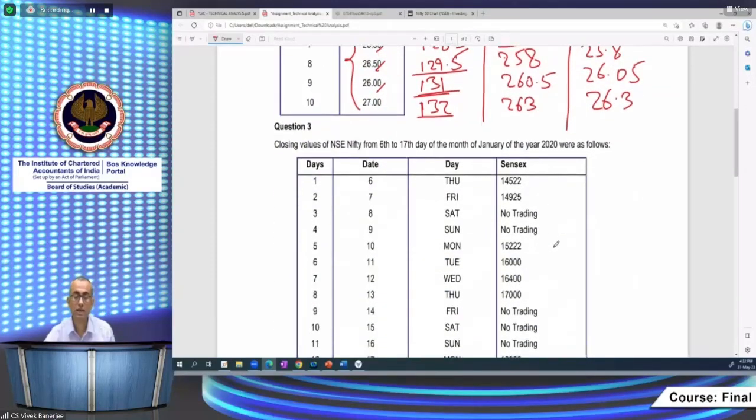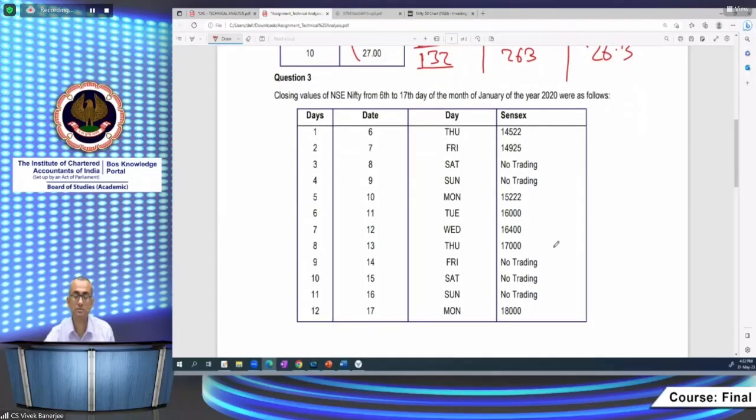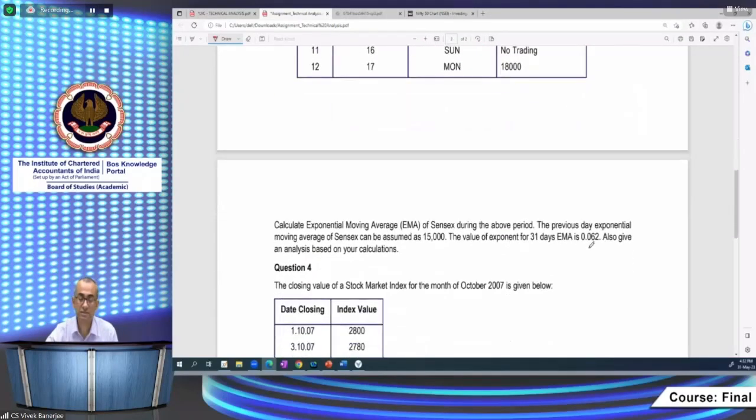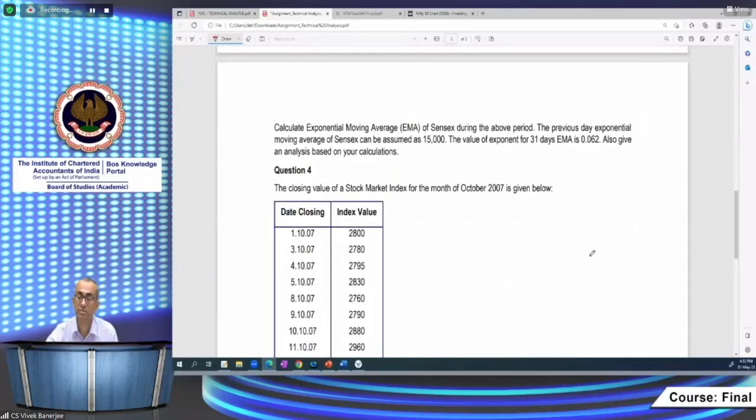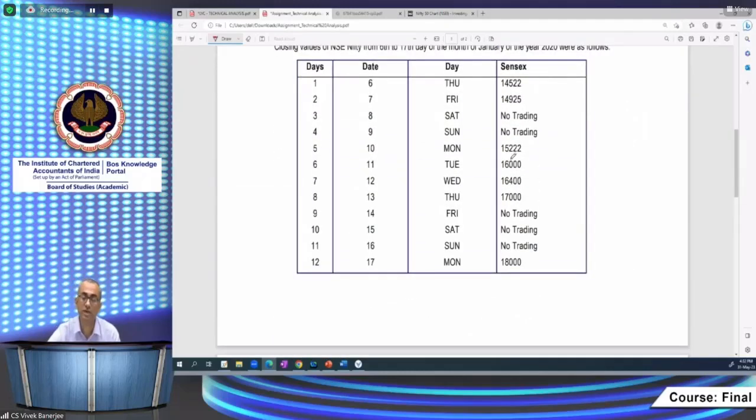Now come to the next question. It is the closing, which is of exponential moving average. The date, day and Sensex are given. You have to calculate the exponential moving average of the Sensex during the above period. The previous day exponential moving average is given and the value of the exponent is also given.